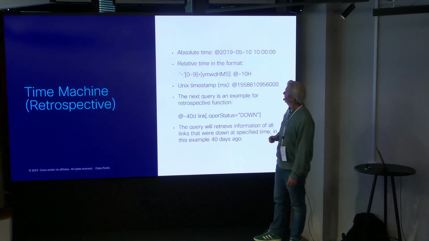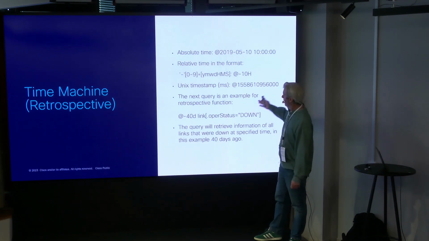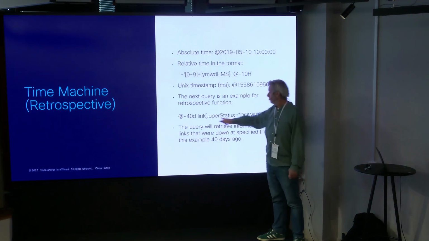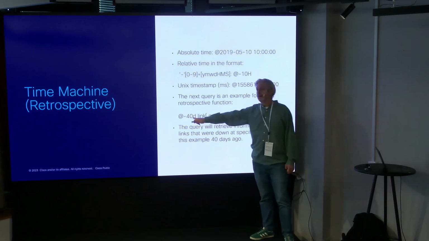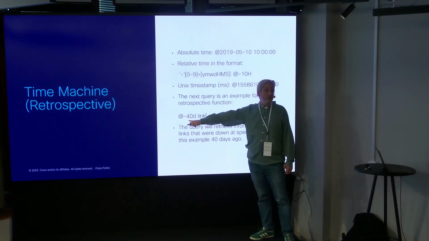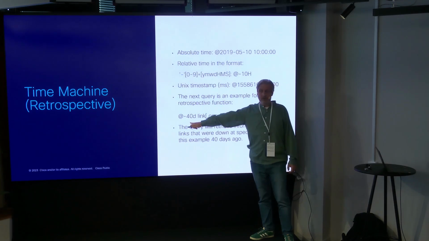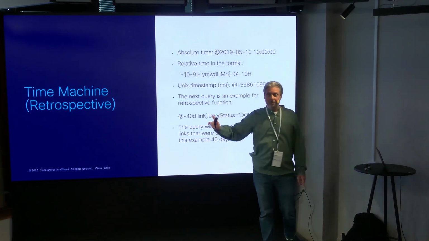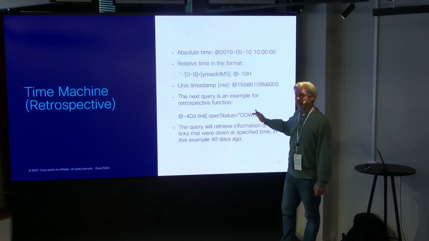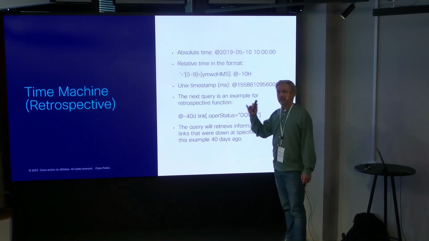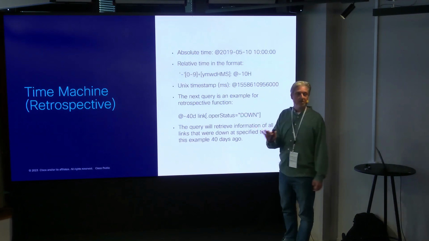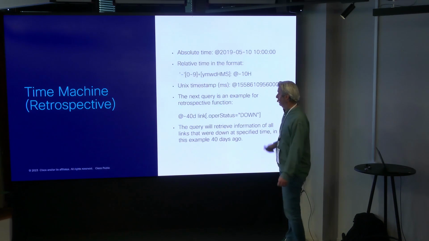Also, we can have the Unix timestamp. Okay, so in this example, we are asking for all links with oper status down that were 40 days ago. Okay, so again, remember that, and later on I think you'll find many ways to use it in your organization.